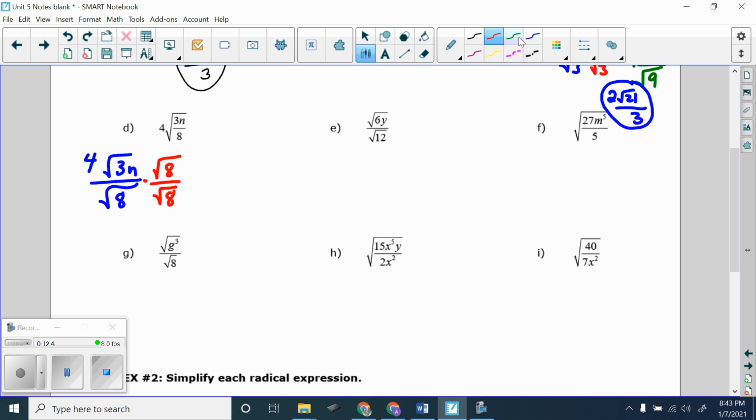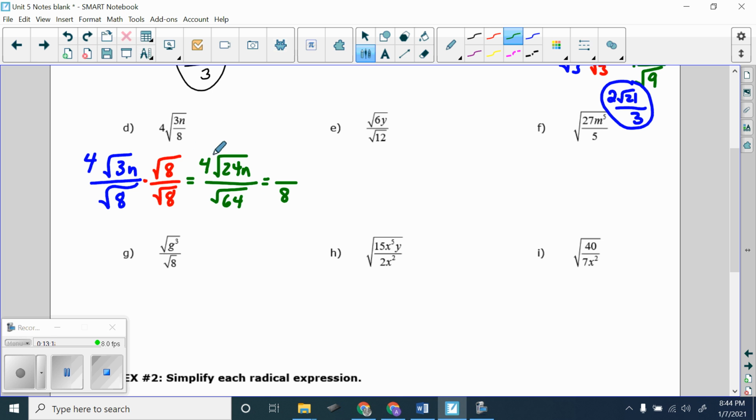There's also a common idea that maybe you simplify the denominator first. That's okay. If you do, then you won't have to simplify at the end. But let's try this out. So I have 4 on the top. Square root of 3n and 8 is the square root of 24n. On the bottom, I have 8 times 8. That's the square root of 64. So the bottom becomes 8.